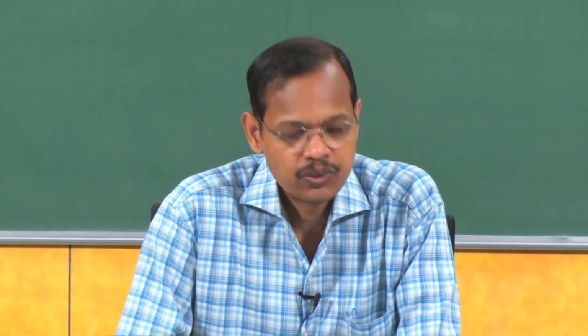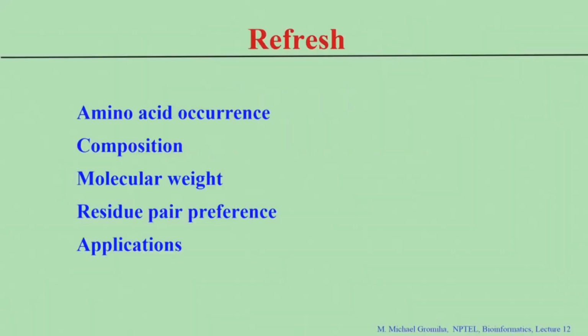In this lecture, we will mainly discuss the construction of hydrophobicity profiles and their applications. Earlier, we discussed different types of applications of these amino acid sequences. So, what are the various parameters or features or properties we discussed in the previous class? Amino acid composition, amino acid occurrence, molecular weight, pair preference and so on.